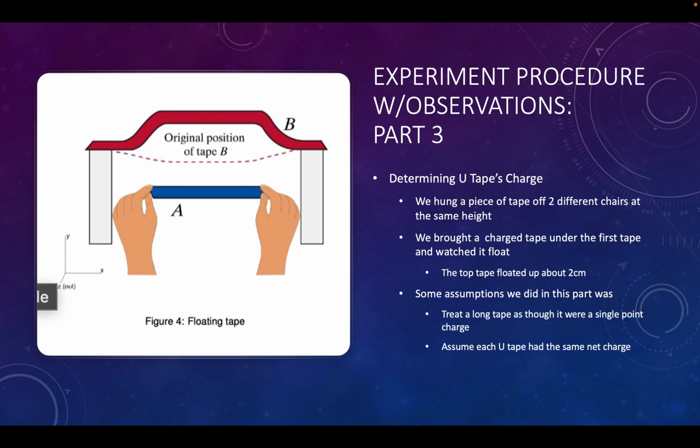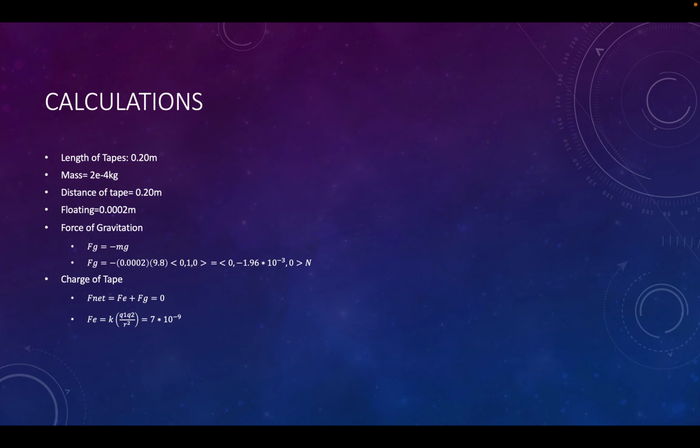So in part 3 of our experiment, we determined the U tape's charge. We hung a piece of tape off of two different chairs at the same height. We brought a charged tape under the first tape and watched it float, and we calculated that it floated up about 2 centimeters. Some of the assumptions we made in this part were that we treated the long tape as a point charge with all of the charge concentrated at the center of the tape. And then we also assumed that each of the U tapes had about the same charge, evenly distributed along the length of the tape.